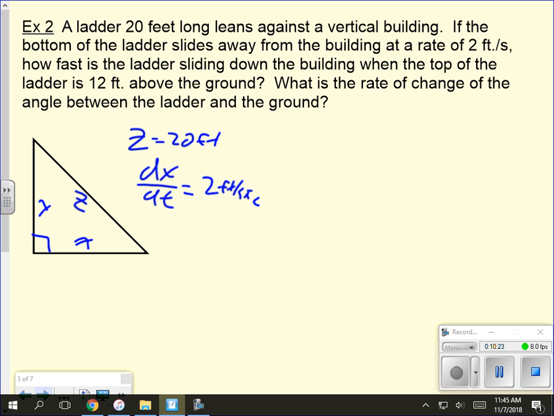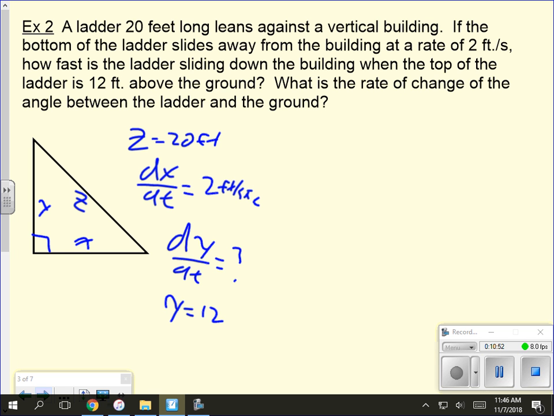How fast is the ladder sliding? So the question it's asking me for part 1 is, what is dy/dt when the ladder is 12 feet above the ground, when y equals 12. That's just for the first question. That's what I have.